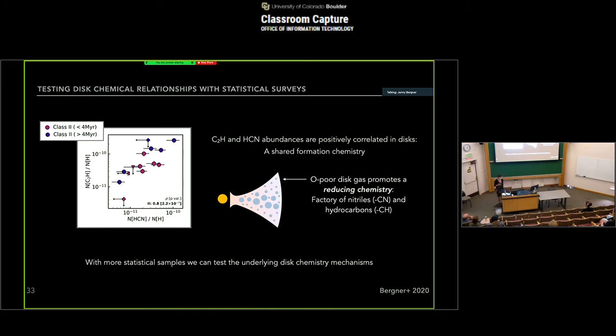Yeah, so with these more statistical samples, we can actually start to test the underlying mechanisms for the patterns that we're seeing in these disk chemistry observations.